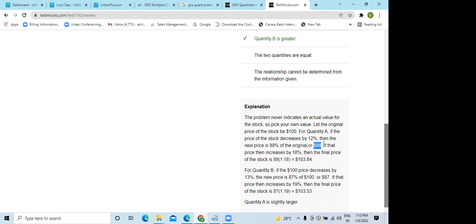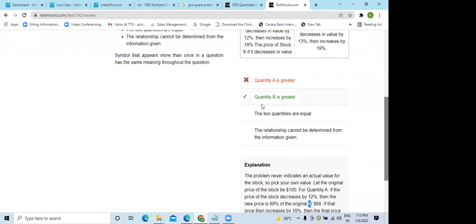Yeah. So 105 is greater, right? See, 103.353. So we did it approximately like 105. So quantity B is greater. Agreed? Yeah. Just a small decimal.